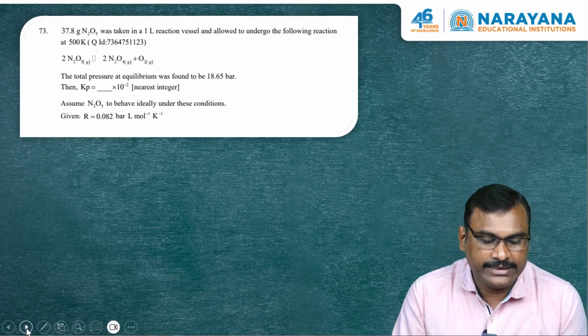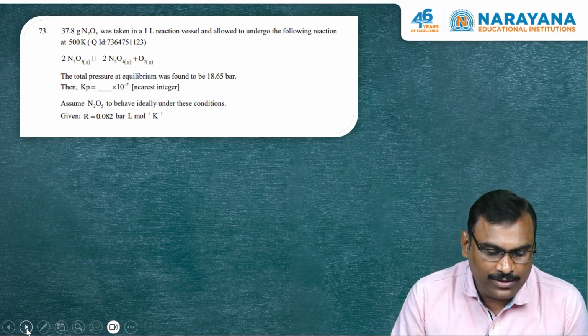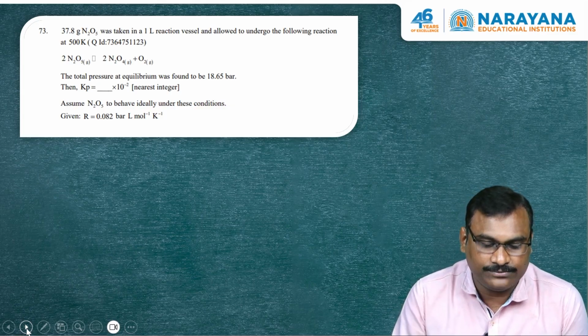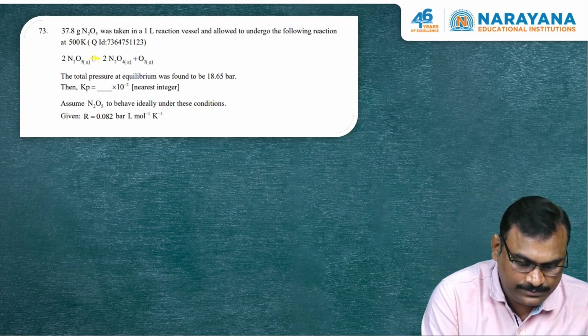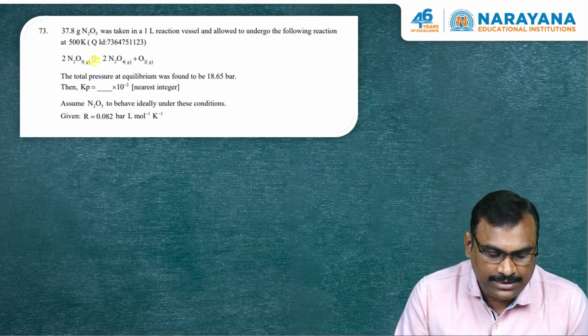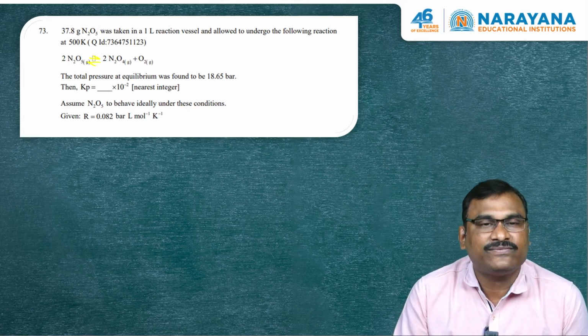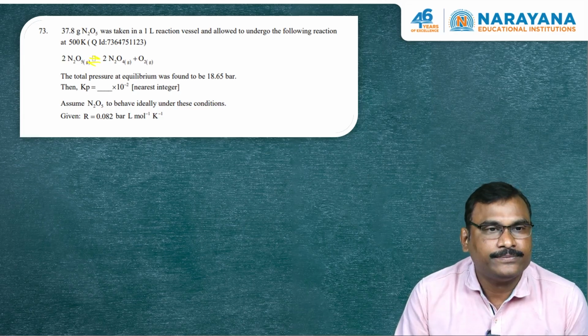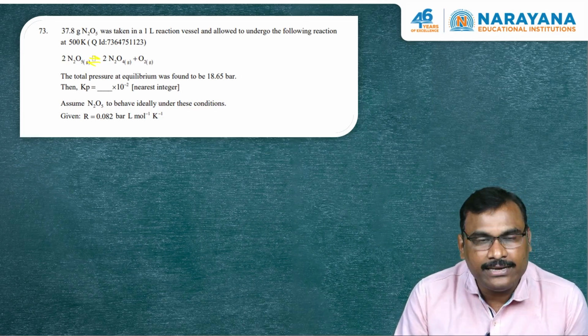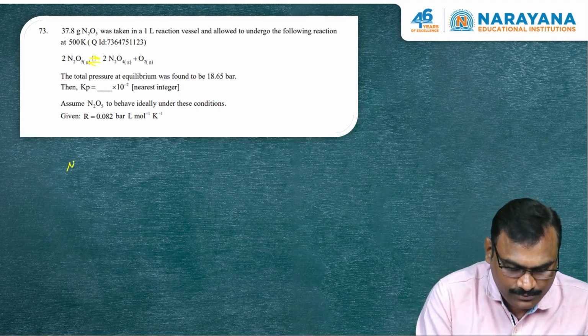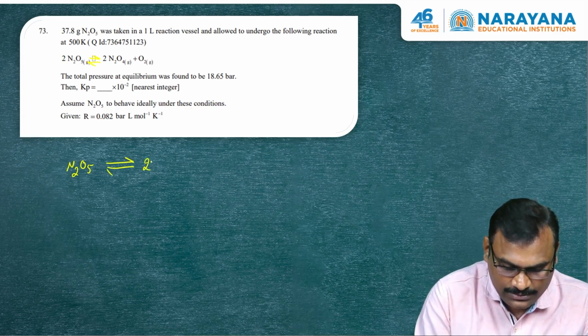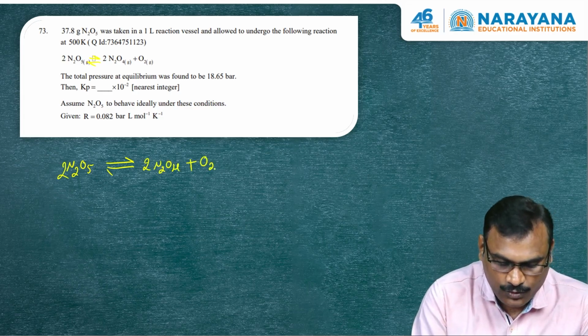37.8 grams of N2O5 was taken in a 1 liter reaction vessel and allowed to undergo the following reaction at 500 kelvins. The total pressure at equilibrium was found to be 18.65 bar. Then calculate Kp. Assume N2O5 to be ideal under this condition. Okay, let us go for the answer. N2O5 gives rise to N2O4 plus O2.